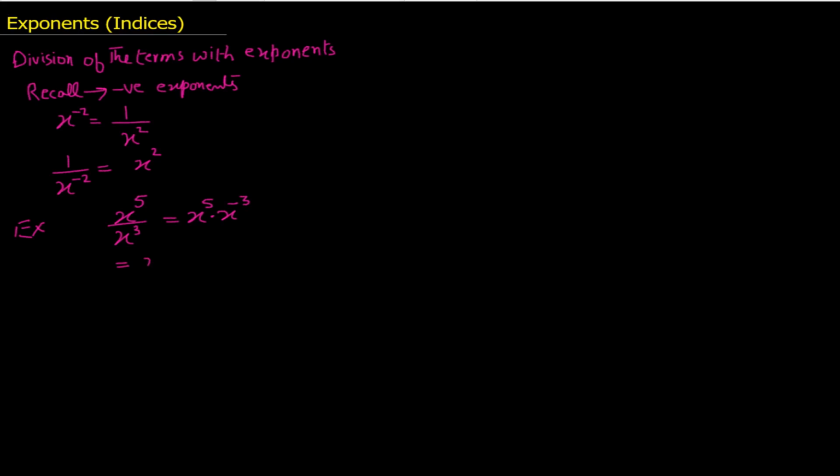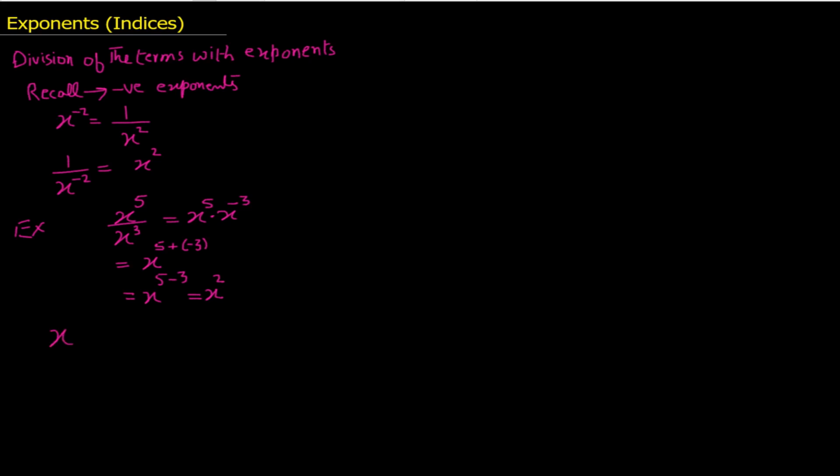For multiplication, we just add the exponents. So by adding 5 plus minus 3, which is equal to x raised to the power 5 minus 3, which is equal to x square. So x square would be the answer. So when we divide two terms which have exponents, we simply bring the denominator to the numerator and change the sign. In other words, we can now formulate this.